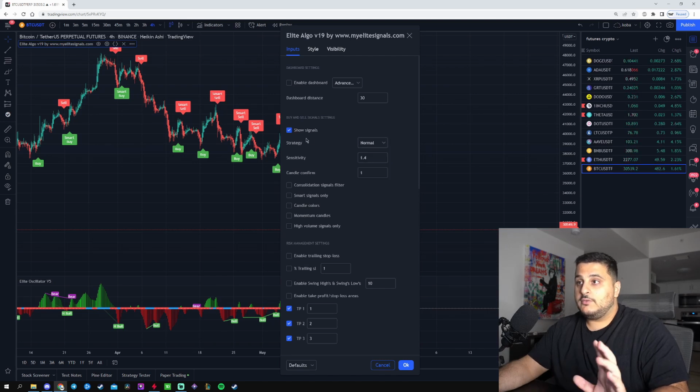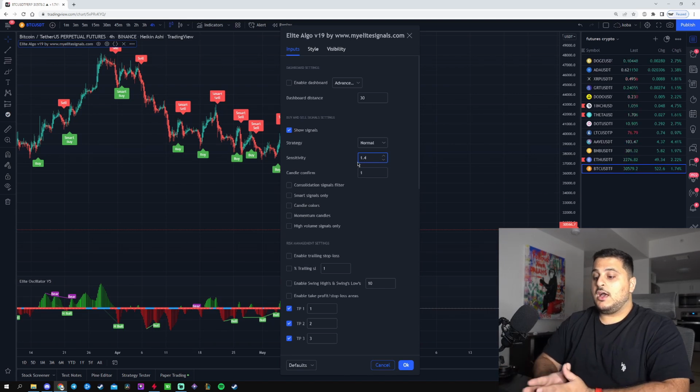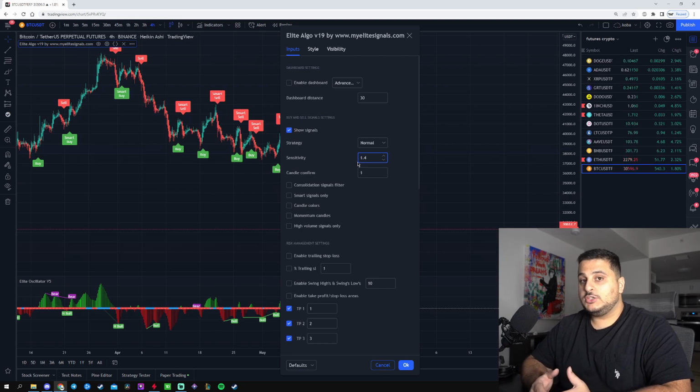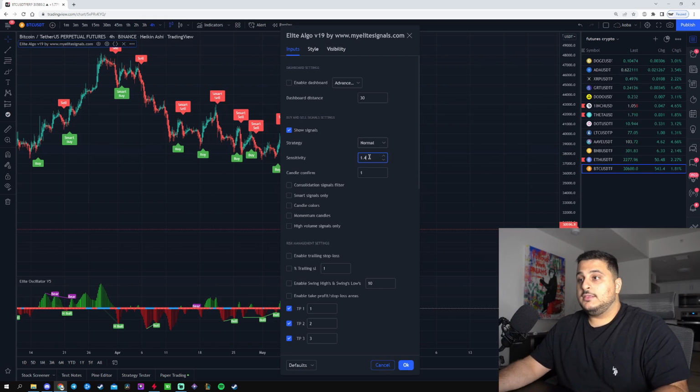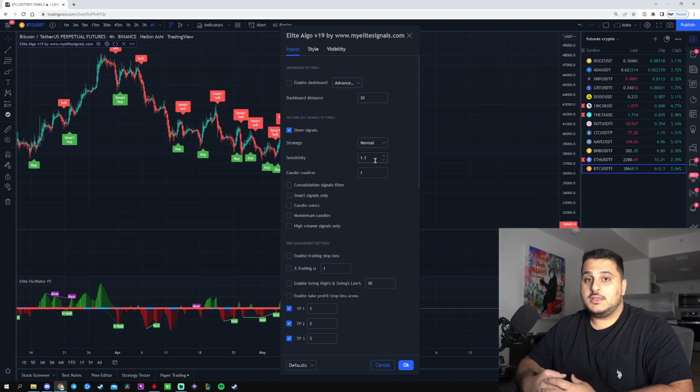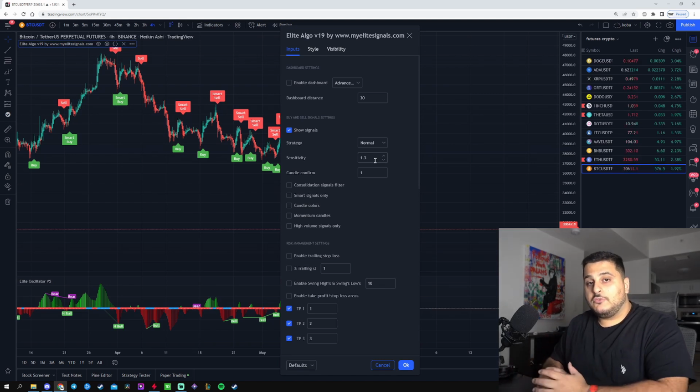But right now, we have the normal strategy, and we have the sensitivity of 1.4. So what does sensitivity mean? Sensitivity basically means how fast or slow you want these signals to appear, and how much confirmation or lack of confirmation would you like for these signals. The lower this number, so if we were to lower this number, it would produce more signals on the chart and faster signals on the chart, but they'll have less confirmation, meaning that there's more opportunity for false signals.